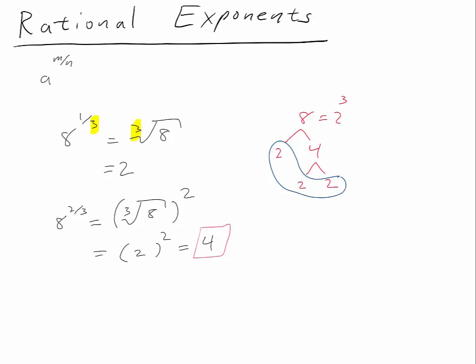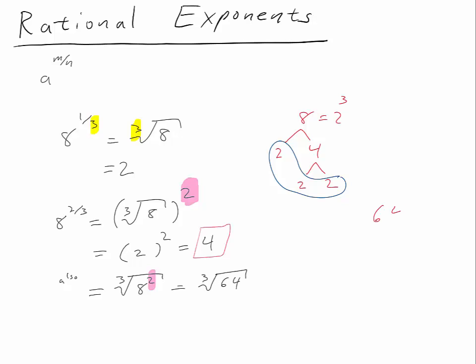Now that's not the only way we could do this. We could also write this as the cube root of 8 squared. Whereas before we had the square on the outside, now we have it on the inside. You can do it either way, it's going to work out the same. And so 8 squared is 64, and so we put that here, the cube root of 64.